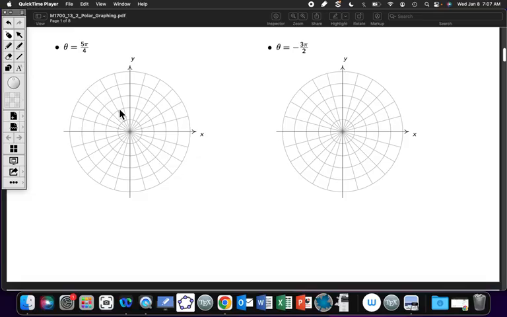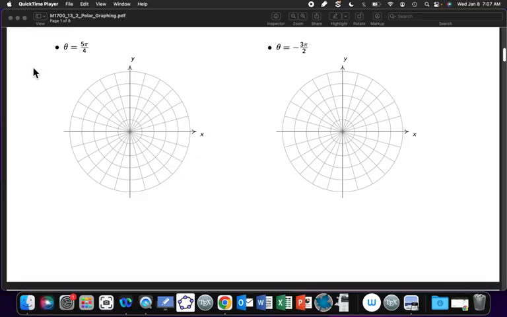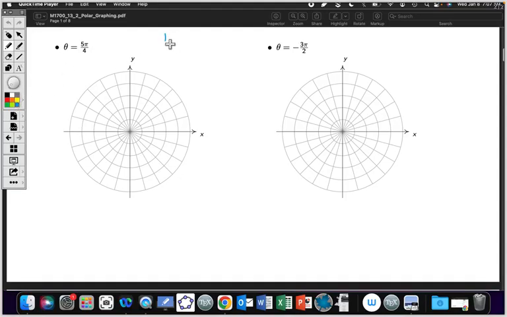All right, moving on. Here's some equations that fix theta. There's no r to be seen, so r is free to be whatever it wants to be. So let's look at theta equals 5 pi over 4. Theta equals 5 pi over 4 just specifies how far we're rotating from the positive x-axis. So 5 pi over 4 would land you right down there.